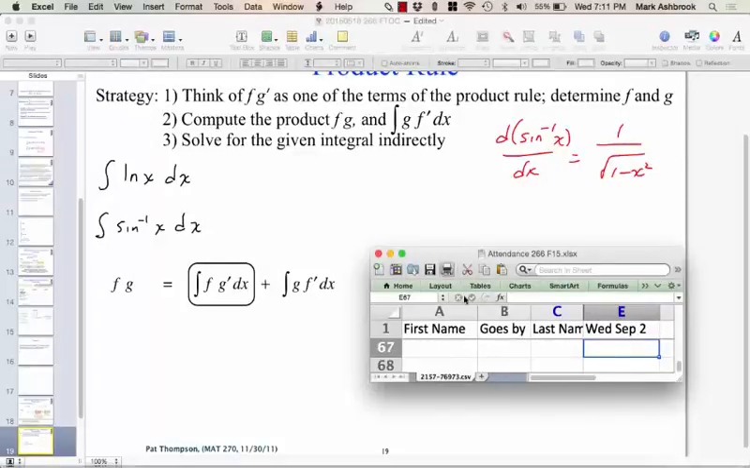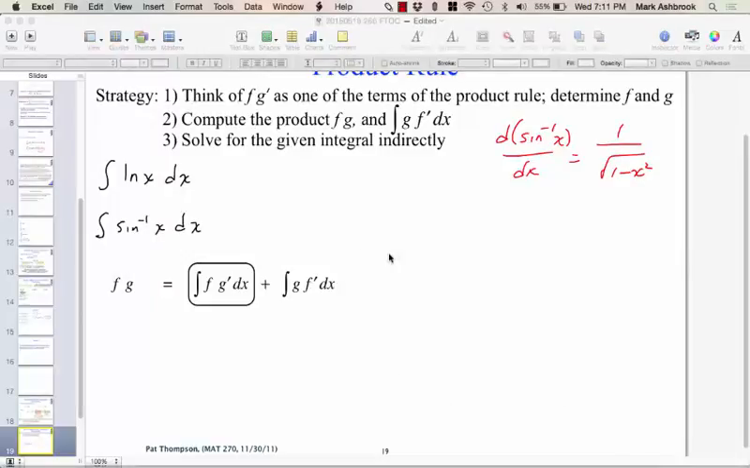Okay, which one do you want me to do, first or second? Okay, so we're going to do this one. We need to figure out what F is and what G prime is. Either F is going to be sine inverse or G prime is going to be sine inverse. There's no choice. If you make G prime sine inverse, then you have to find the antiderivative. That's what we're trying to do. So we're going to put it here. And then G prime is? 1.